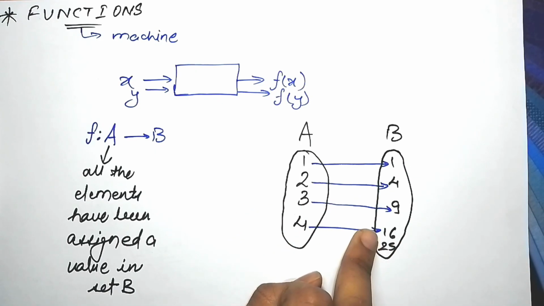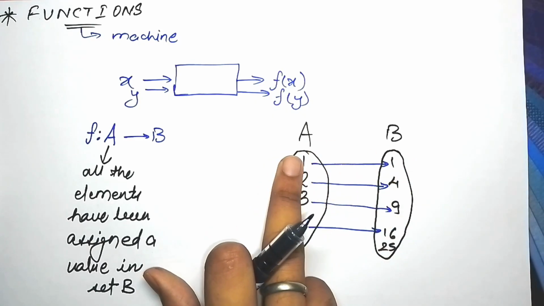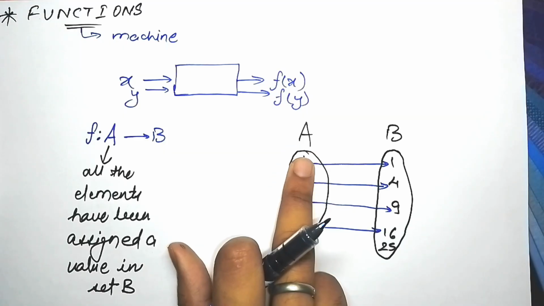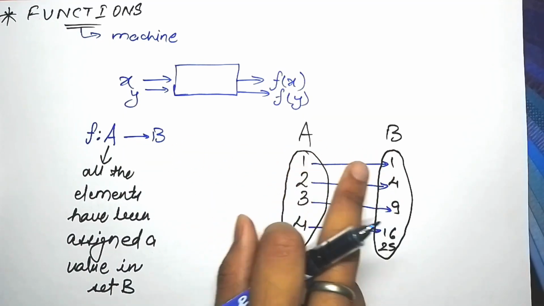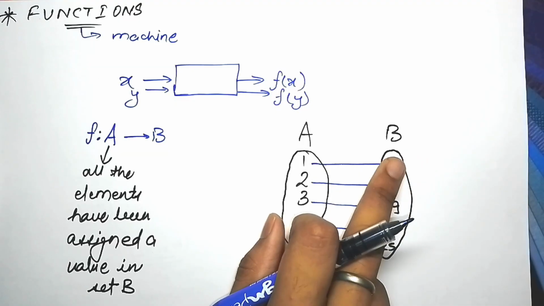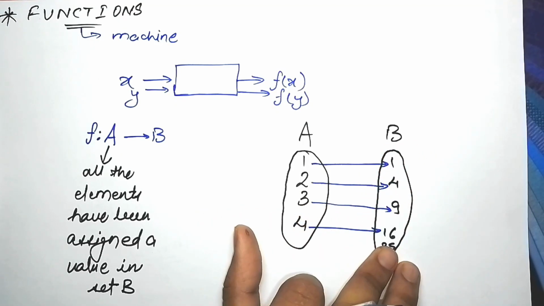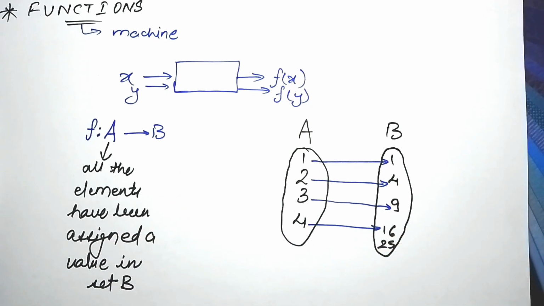Let me repeat it again. It is required that for a mapping something like this from A to B to be called a function, all the elements in A have some image in the set B, but it is not required that all the elements in set B have some pre-image in A. Now let me explain you some more terms related to function.